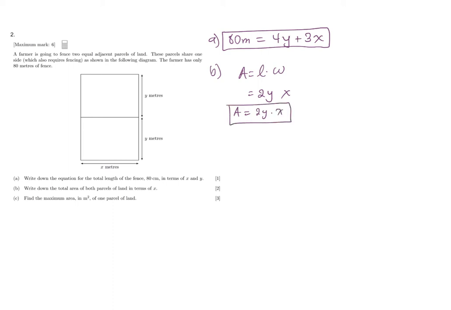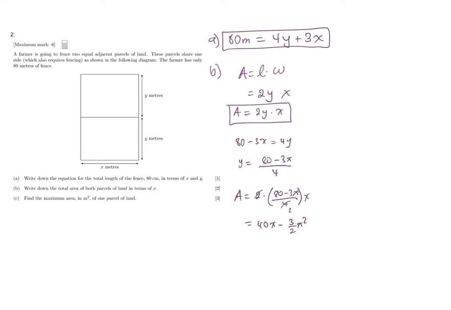Now the question is asking us to write this area in terms of x only, so I'm going to use my answer to A to solve for y. So 80 minus 3x is equal to 4y, and that means y is equal to 80 minus 3x over 4. So I'm going to substitute into my expression for the area 2 times 80 minus 3x over 4 times x, and we can simplify that. That is going to be equal to 80 over 2, that's 40, x minus 3 over 2 x squared.